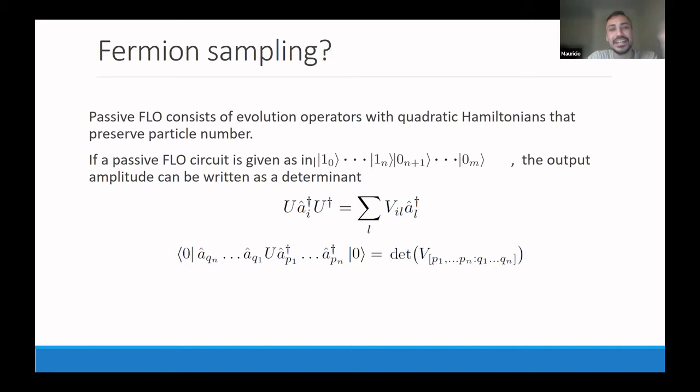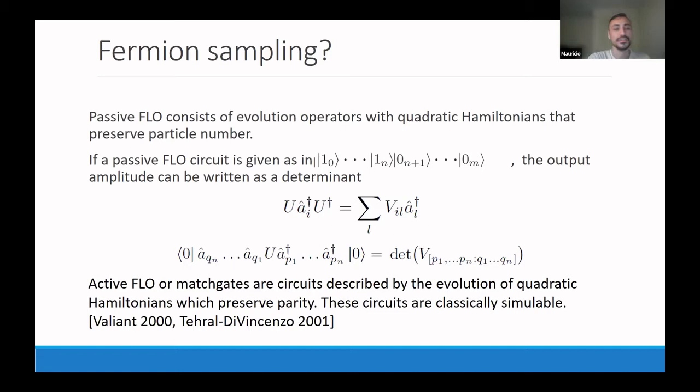In the case of active FLO, which are also called matchgates, you heard about it, there are ways to simulate efficiently the operation of matchgates under certain conditions, which I'll mention briefly. But the point is that both passive and active FLO are easy to sample if the input is of this form. Actually, if it can be written as a tensor product in this sense, it will always be easy. So there is a problem with the input.